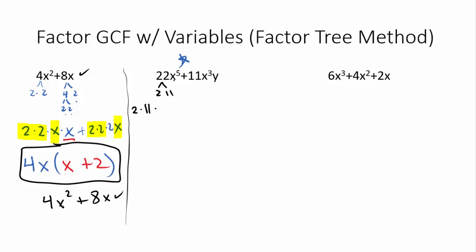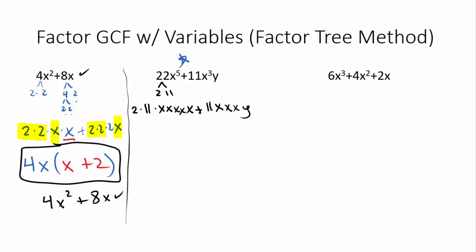Now here's where it gets a little tedious. We've got 5 x's to write out here. So it's going to be 1, 2, 3, 4, 5 x's, x times x times x, 5 times. And then the 11 here, there's no numbers to split up, but we'll write this as 11, and then 3 x's, x times x times x times y.